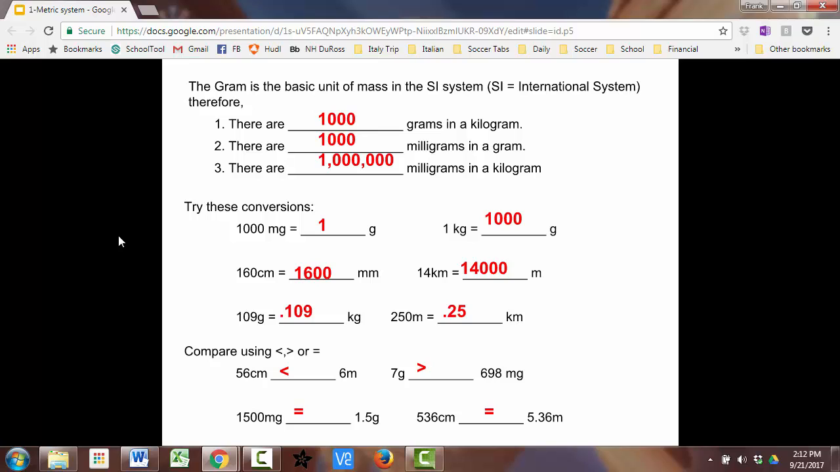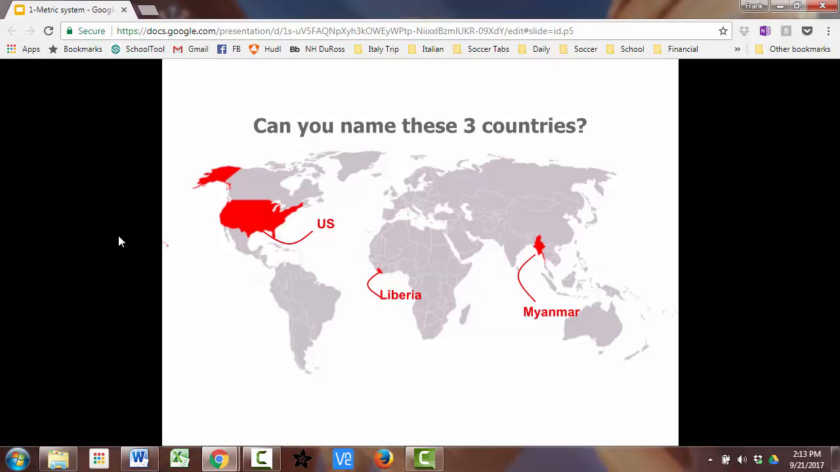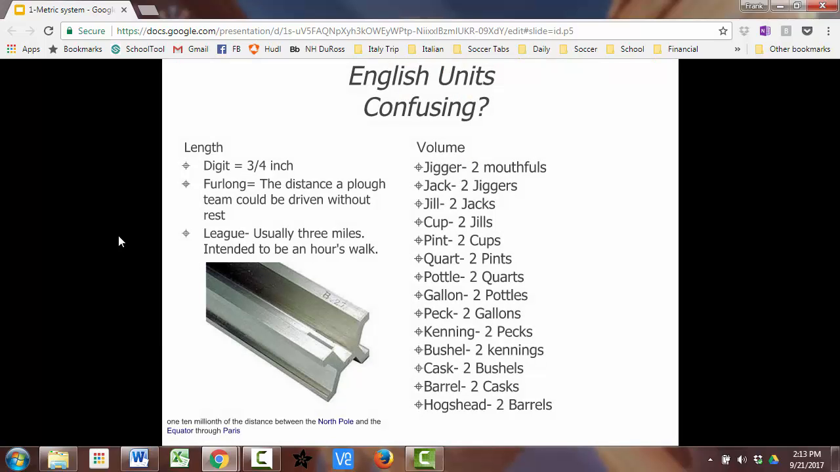There are some exceptions. And those exceptions are 3 countries. The United States, Liberia in Africa, and Myanmar in Southeast Asia. I know you heard me. Those are the only 3 countries whose official system of measurement is not the metric system. They're super small. So, every other country uses the metric system.